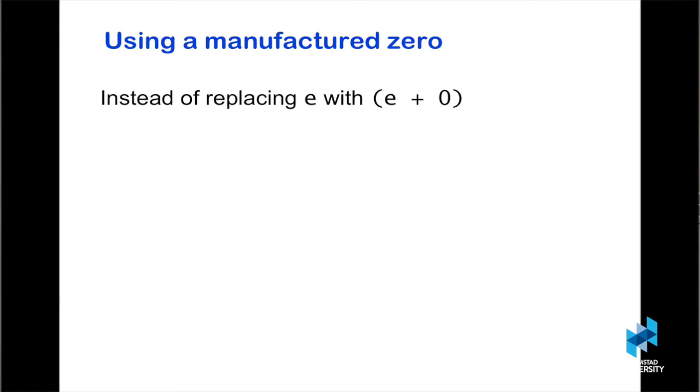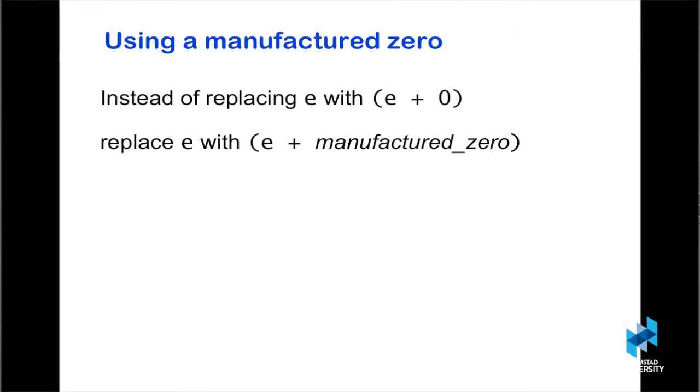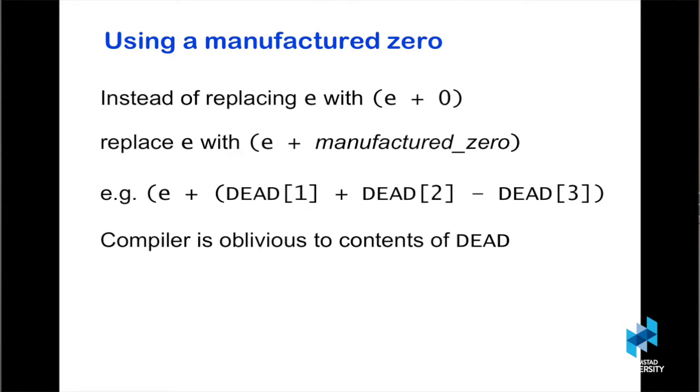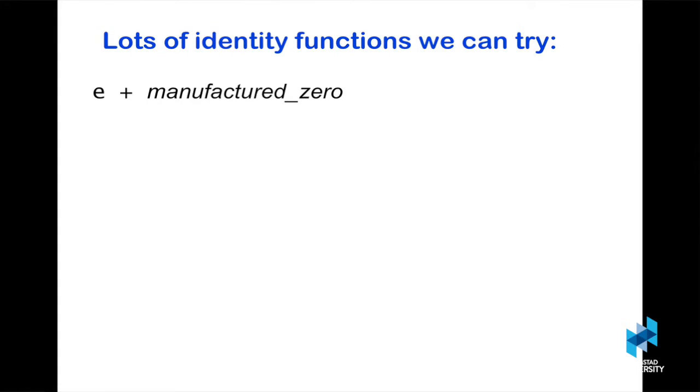Instead of replacing e with e plus 0, we could replace e with e plus a manufactured 0, for example, e plus dead 1 plus dead 2 minus dead 3. Does that make sense? Now there's no way the compiler can optimize away this transformation. It's now a fundamentally different piece of code for the compiler, and this may change other optimizations the compiler is going to do.